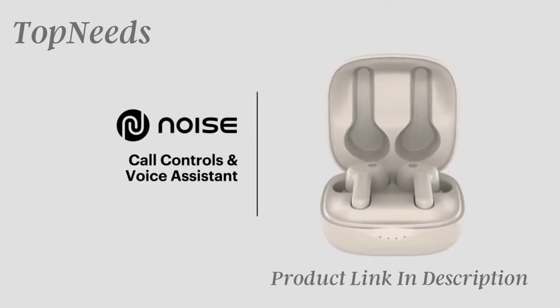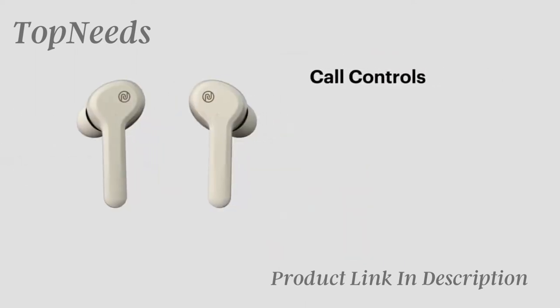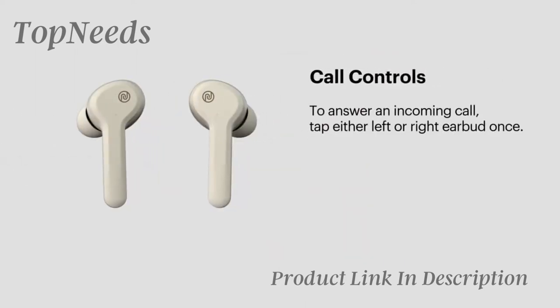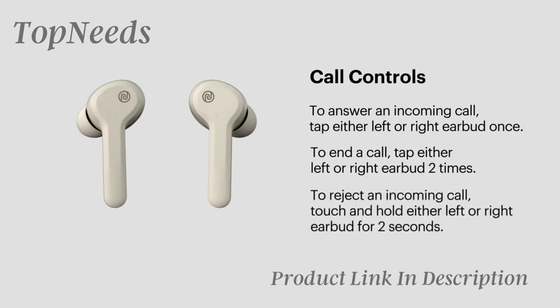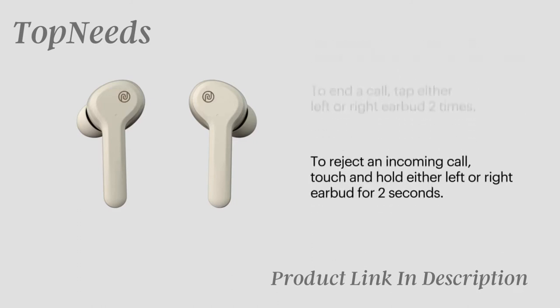Call controls and voice assistant. Call controls. To answer an incoming call, tap either the left or right earbud once. To end a call, tap either the left or right earbud 2 times. To reject an incoming call, touch and hold either the left or right earbud for 2 seconds.